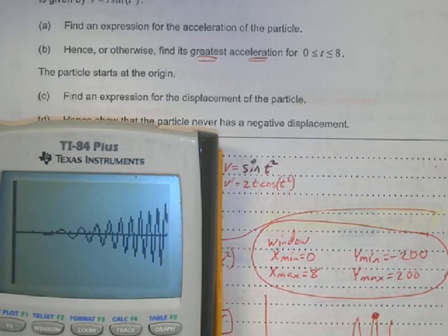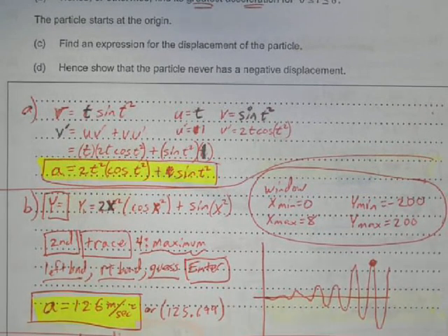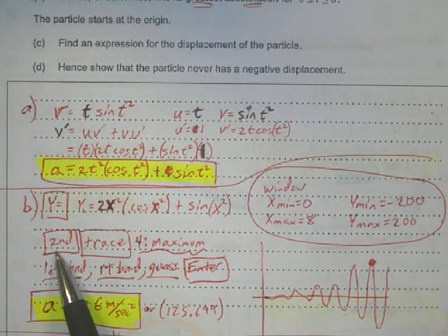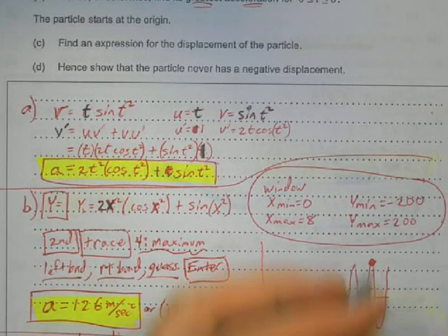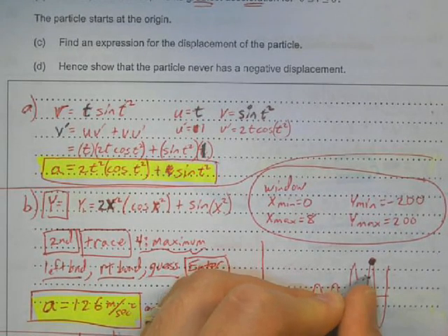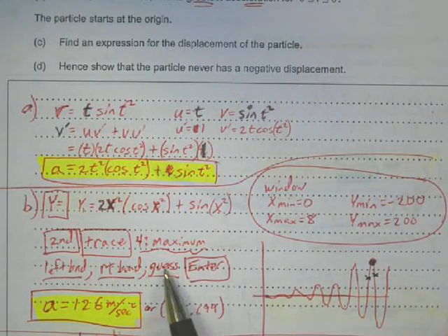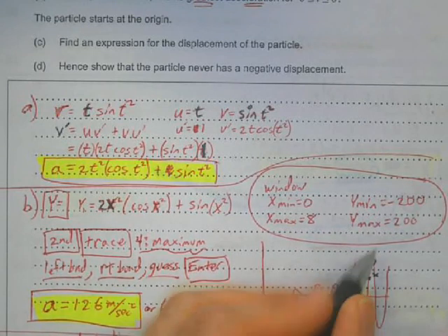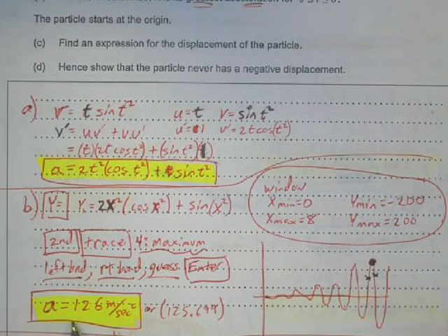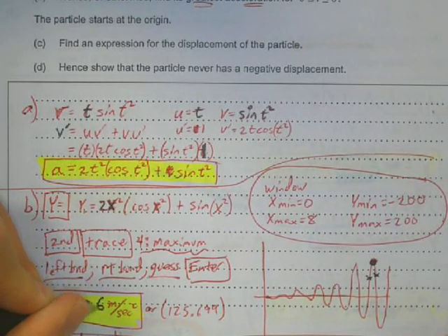So we've practiced this many times. If you do second trace to find the maximum, that's going to give us this point here. And so you do your left bound, right bound, guess. You hit enter 3 times. So the left bound has to be somewhere over here. The right bound has to be somewhere over here. And then I hit enter when I see guess, and then I get my maximum. And you should get something like 126 meters per second. Okay.